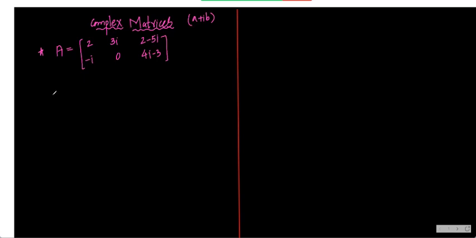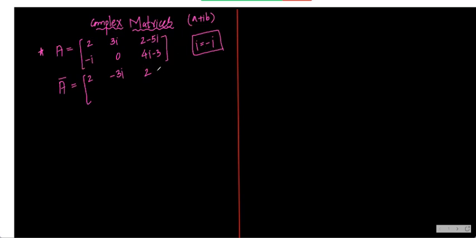Suppose I want to find A bar. It means we are finding the complex conjugate of this matrix A. How to get it? 2 will be 2 only, no change. Wherever i is there, we have to write minus i. That is the only difference. 3i can be written as minus 3i, so minus will come here. 2 as it is. Here we have minus i, and minus i can be written as plus i.